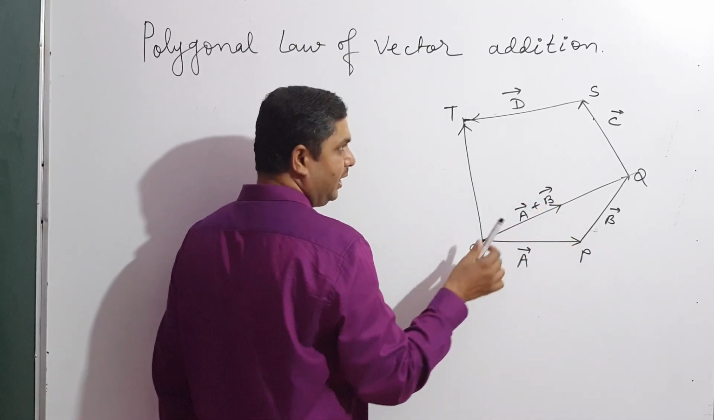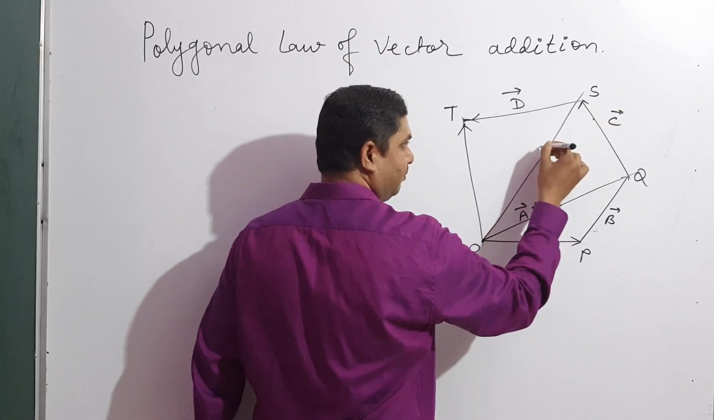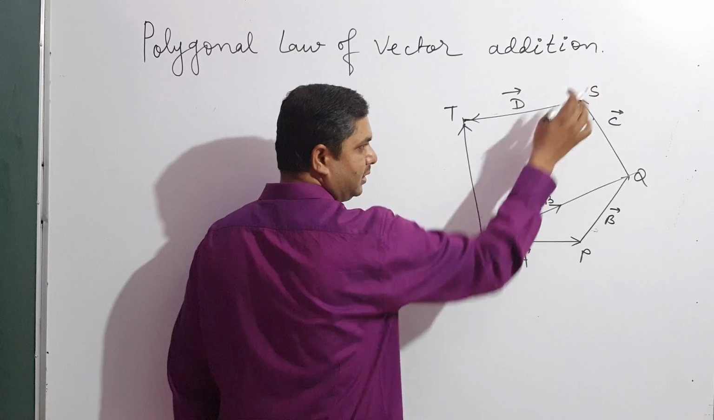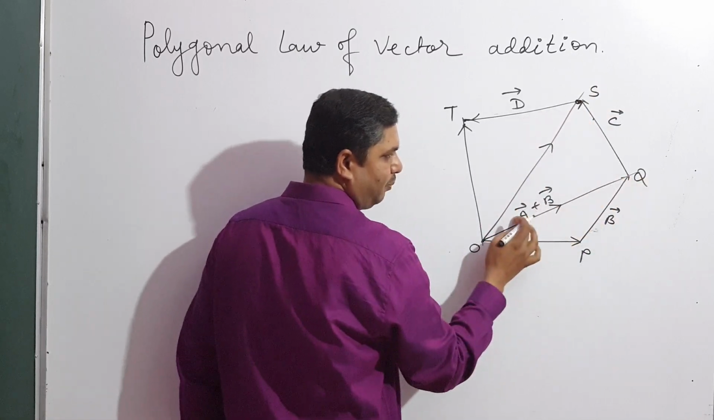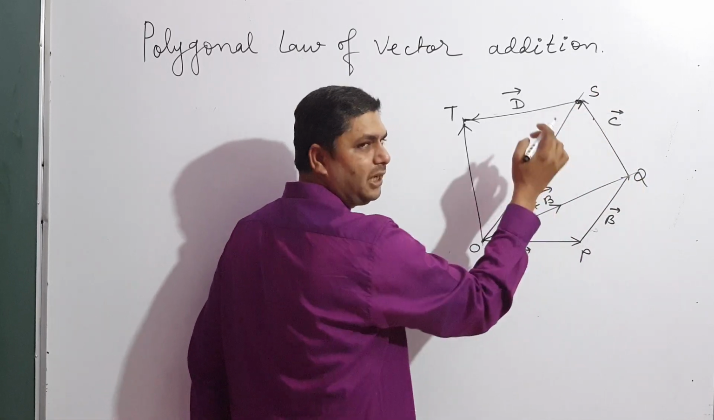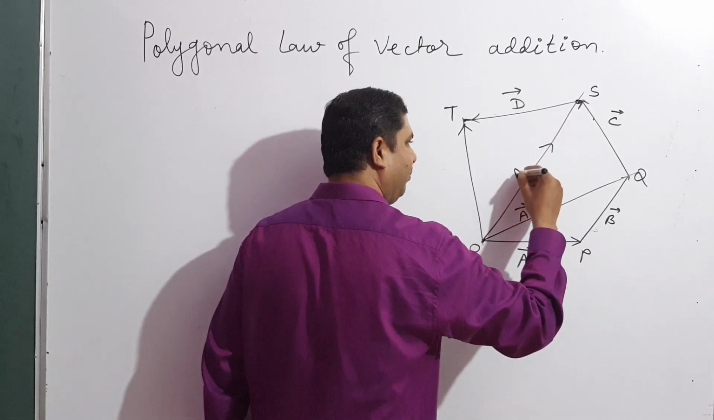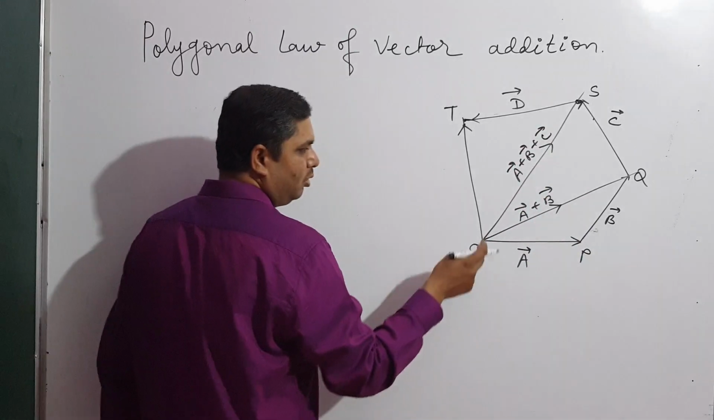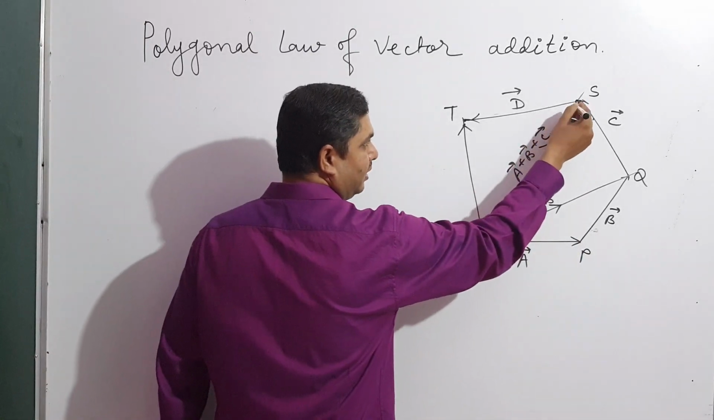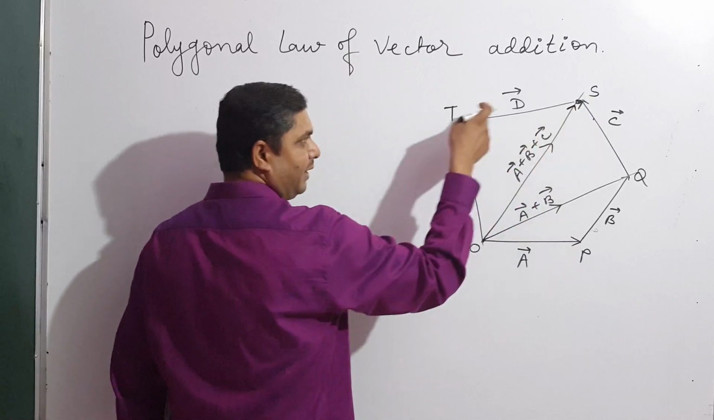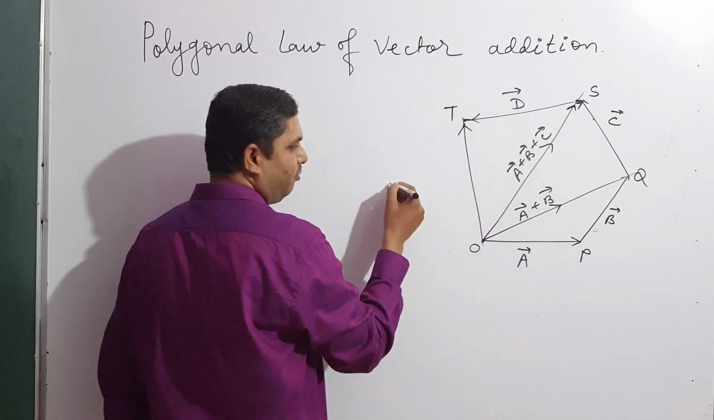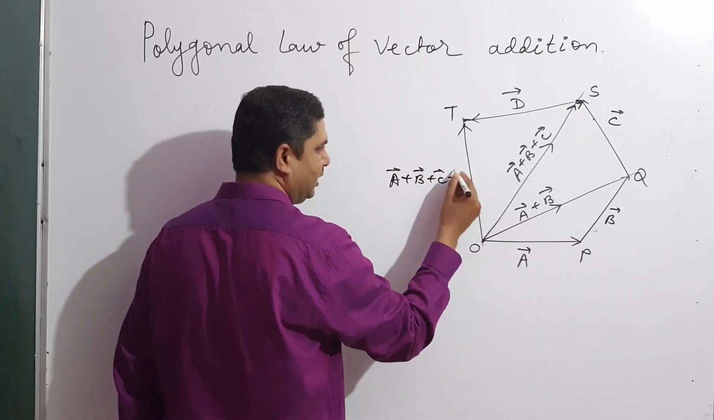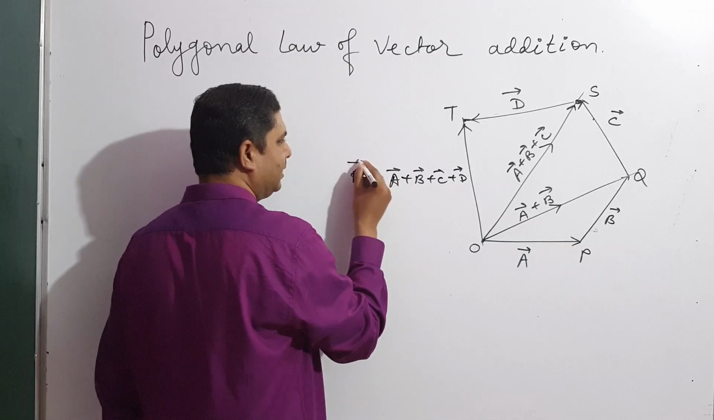After that, we need to find this line, so again we join it. This is OS. Here OQ is A plus B and QS is C. So this line is A plus B plus C. Now this is a vector and this is another vector. Joining these two vectors, we get A plus B plus C plus D. This is said to be our vector resultant.